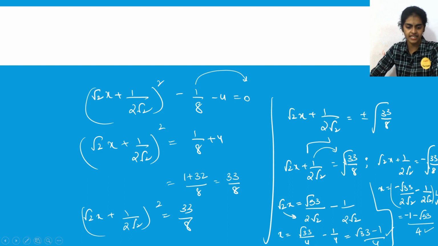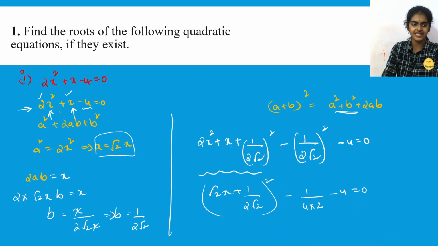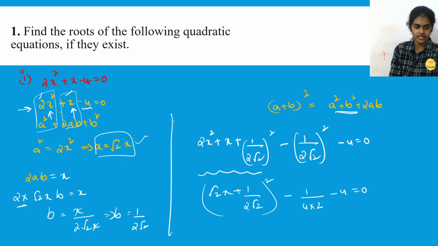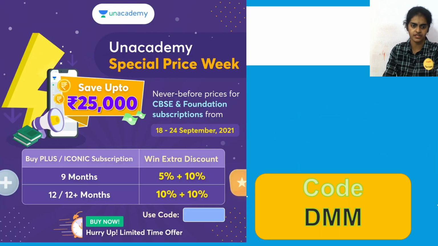So what have we done here? Firstly, you have simply compared it with a square plus 2ab plus b square. The first one is a square, this is 2ab. So you got a value, substituting here you will get your b value. Then we are adding and subtracting the b value, and this entire thing we are taking it as a plus b whole square. And then we are simply solving it.